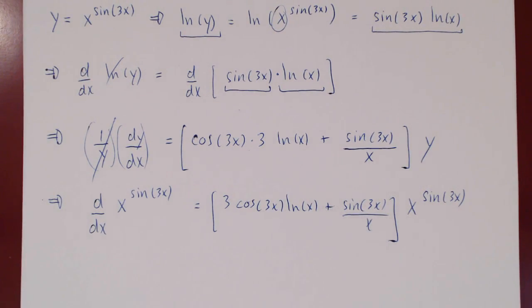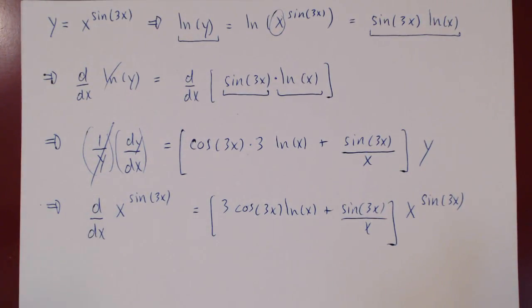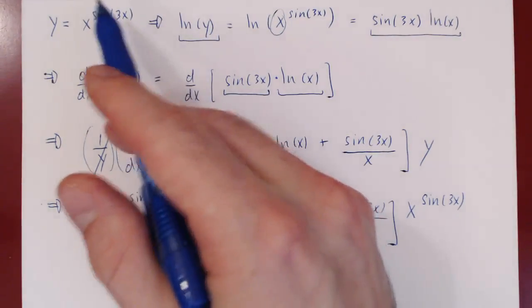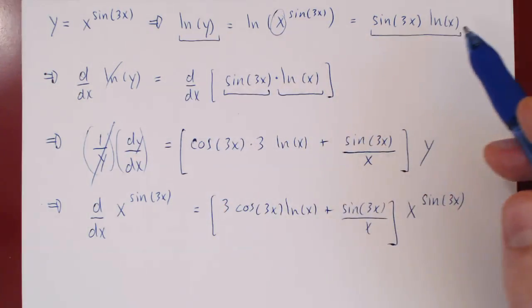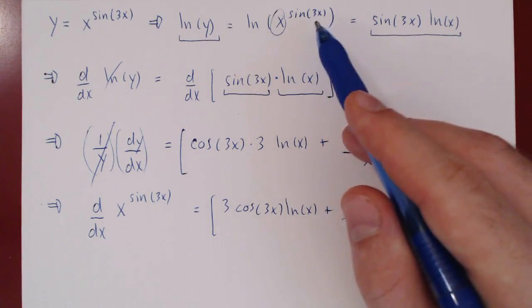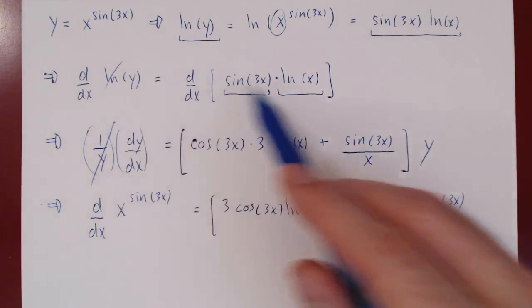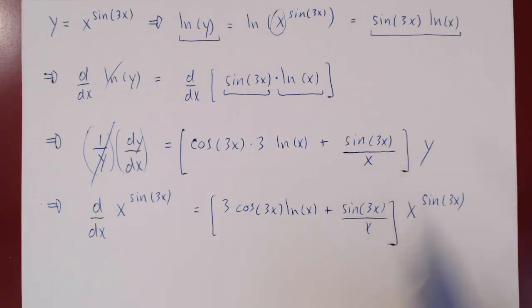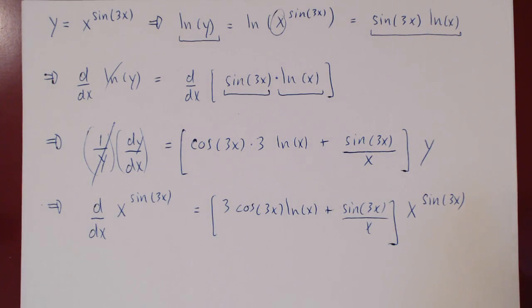So in both cases, the first and the second one, it was impossible to find dy over dx, the derivative of the function, directly, but after we take the ln on both sides and use properties of ln, then we get something that we can differentiate. We differentiate carefully with the chain rule and implicit differentiation, and finally we solve for dy over dx.